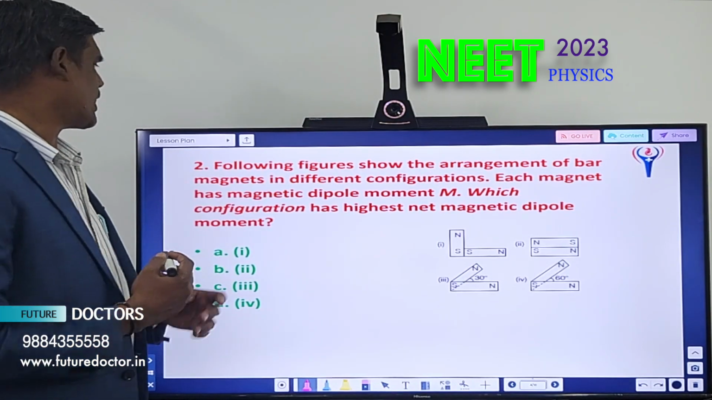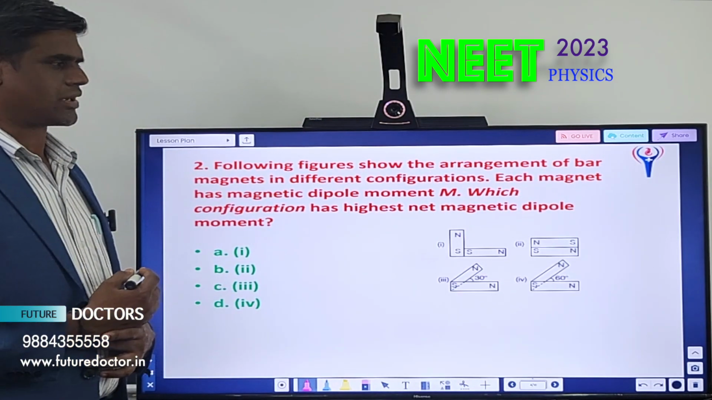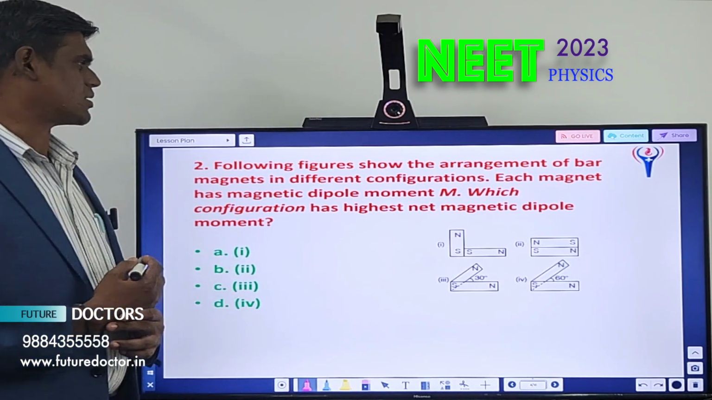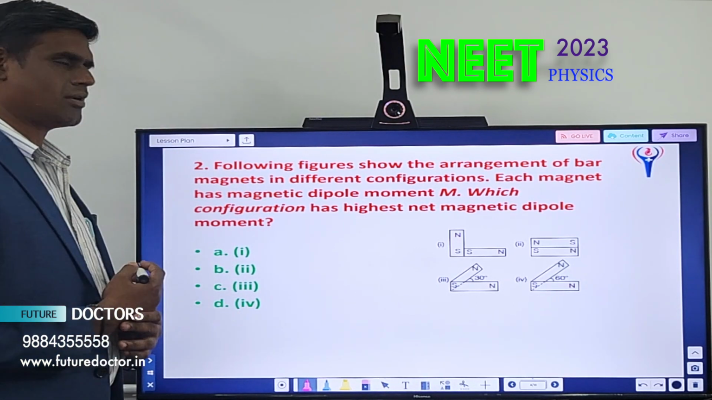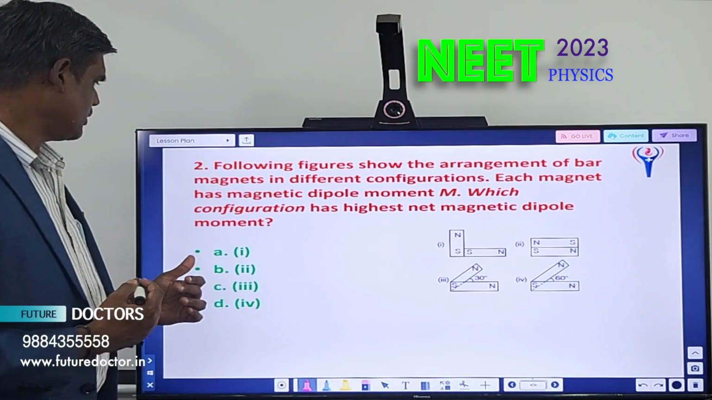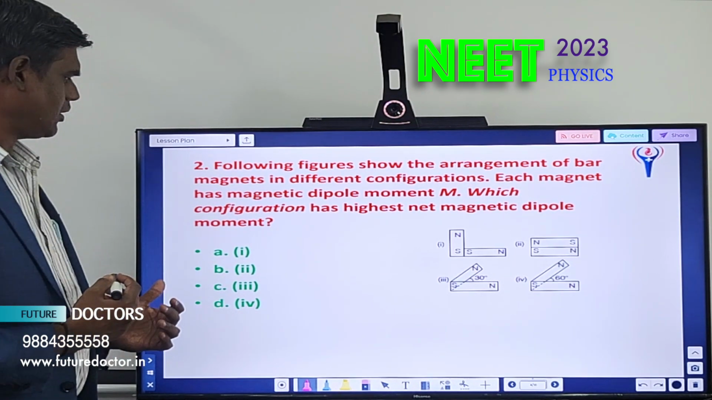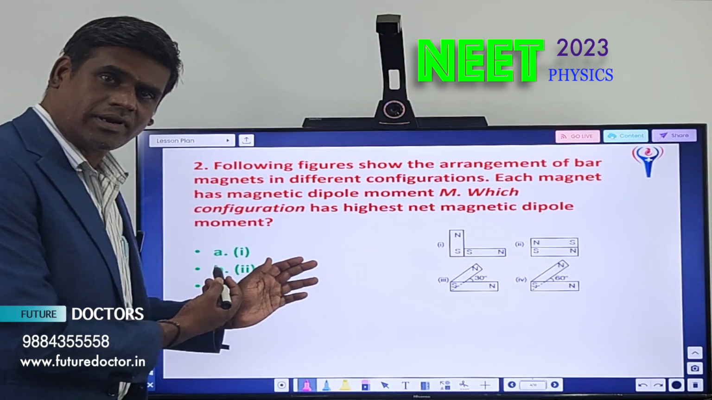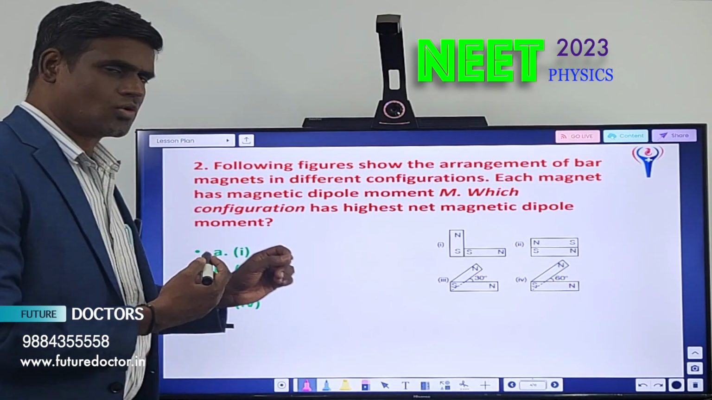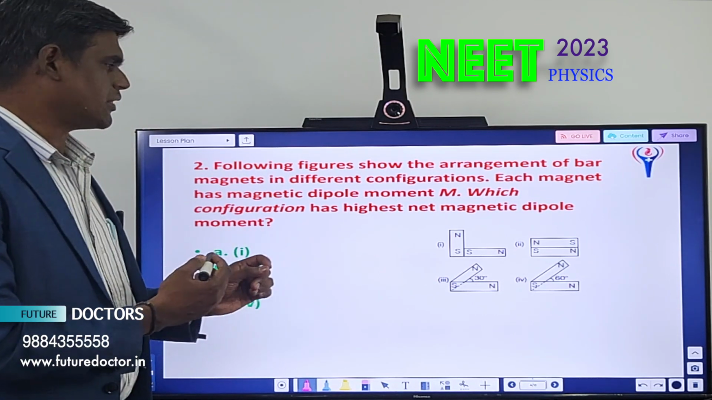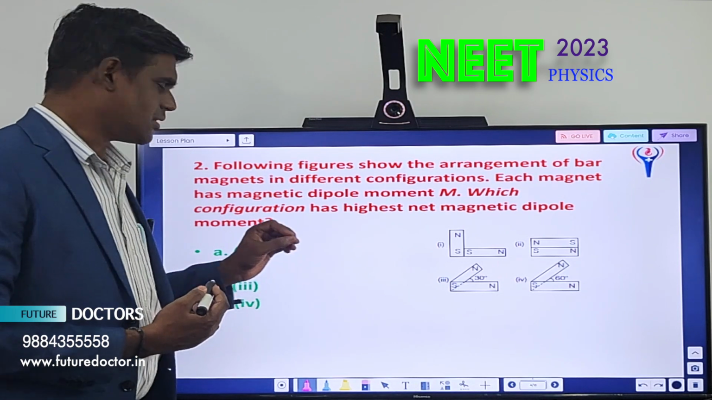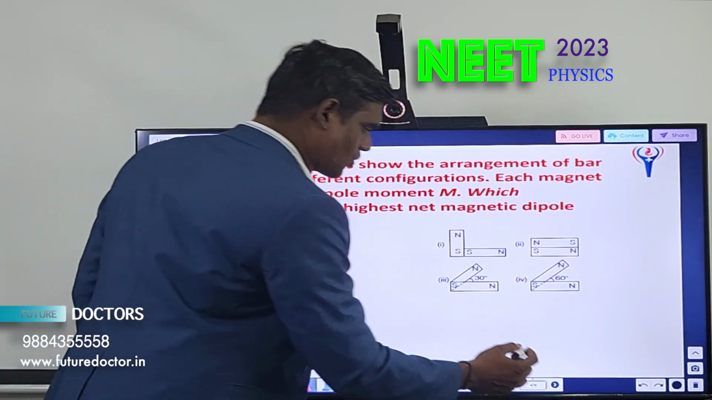Following figures show the arrangement of bar magnets at different configurations. Each magnet has magnetic dipole moment M. Which configuration has highest net magnetic dipole moment? Option A, 1, B, 2, C, 3, D, 4. That is, different bar magnets kept at different angles. So here you should know the magnetic dipole moment with respect to that angle theta. By knowing that, you are able to find which option is correct. Let's move to question number 3.